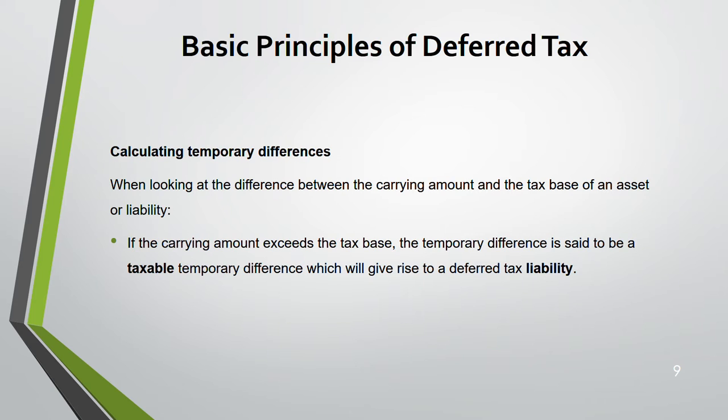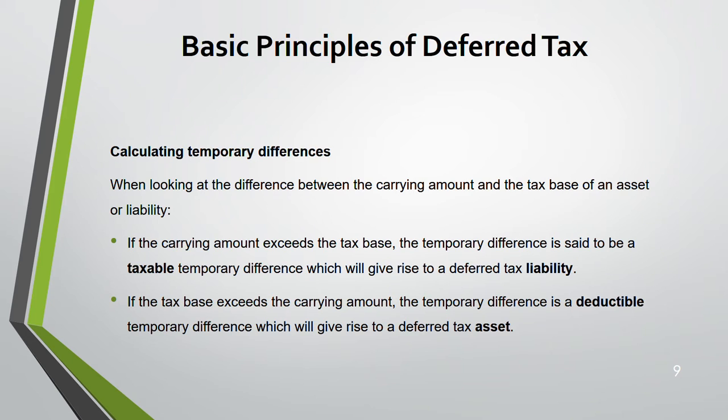okay, if your carrying amount is more than the tax base, it's a deferred tax liability. The difference is known as taxable temporary difference. I've highlighted for you, you can see the words taxable and liability, when the carrying amount is more than the tax base. Okay. Second situation is when it is the other way around.